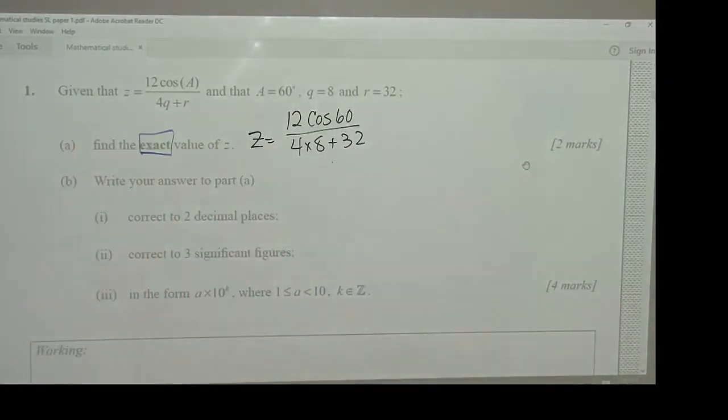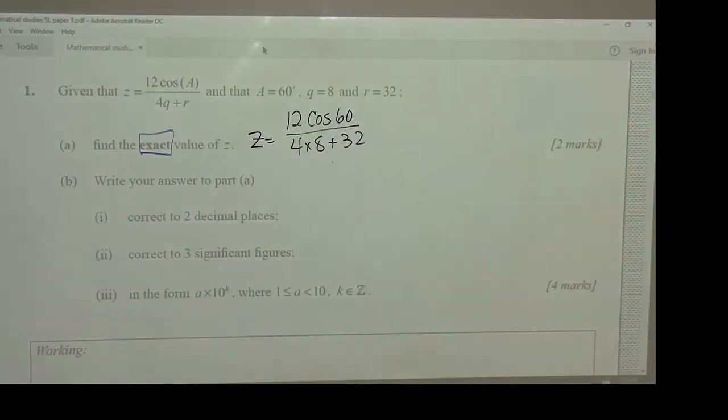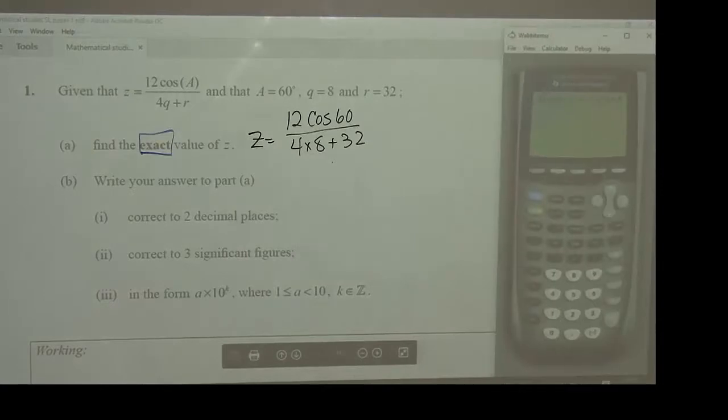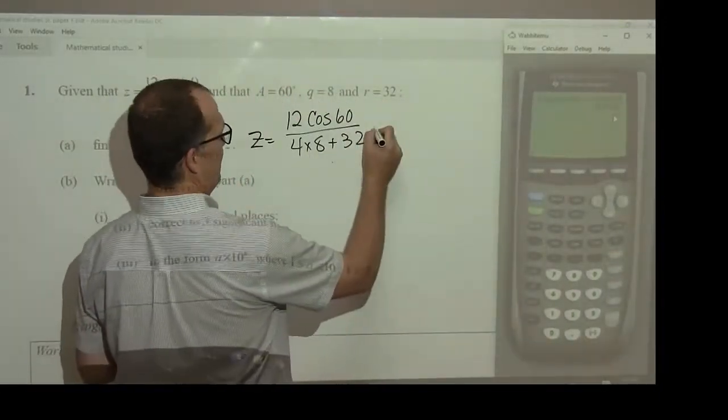I've already put this into my calculator, so as you can see, we have the 12 cosine of 60, and don't forget to put brackets around. You could actually have multiplied out 4 times 8 is 32, plus 32 is 64, and just written 64 there, but I went ahead and wrote it all out, and I get the value of 0.09375. So there is your exact answer.